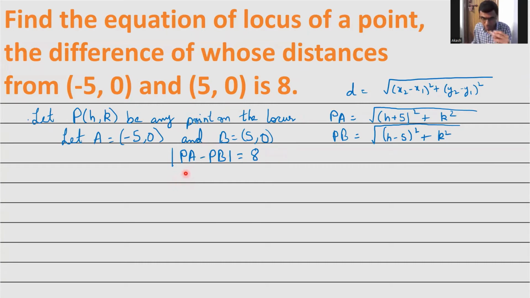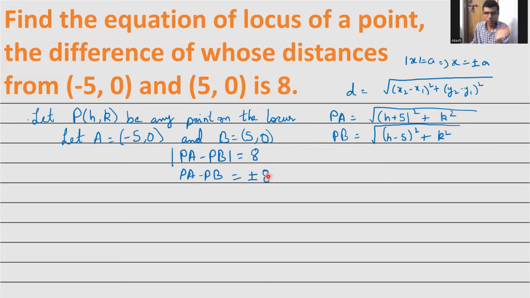Fine. Now let's come to this equation. Mod PA minus PB is equal to 8. See, whenever, okay, another concept for you guys. Whenever mod x is equal to a, this implies that x is nothing but equal to plus or minus a, okay? This is the concept. So therefore, PA minus PB is equal to plus or minus 8.